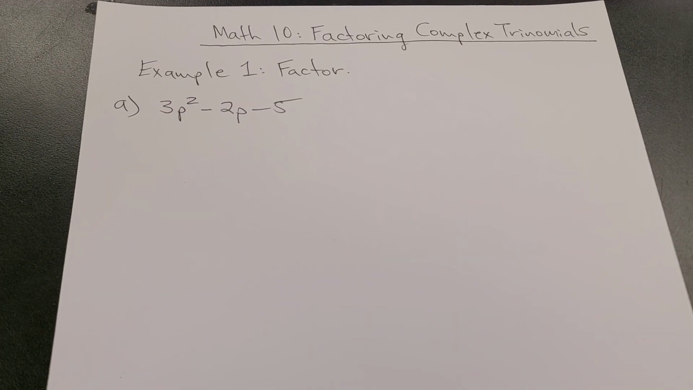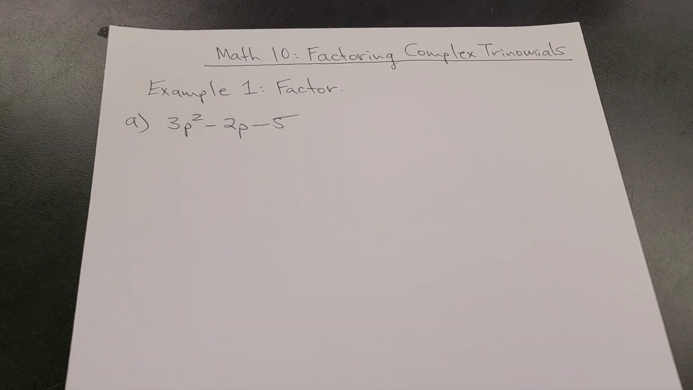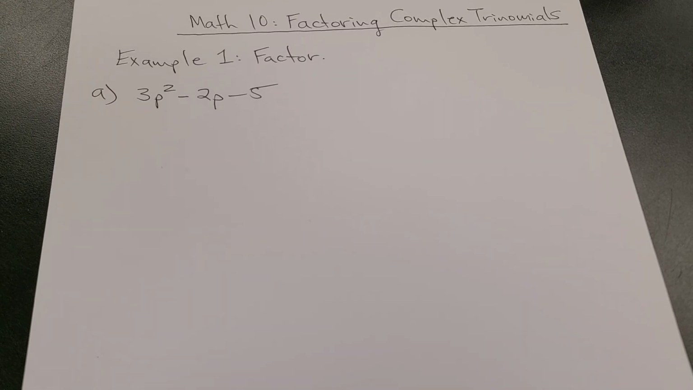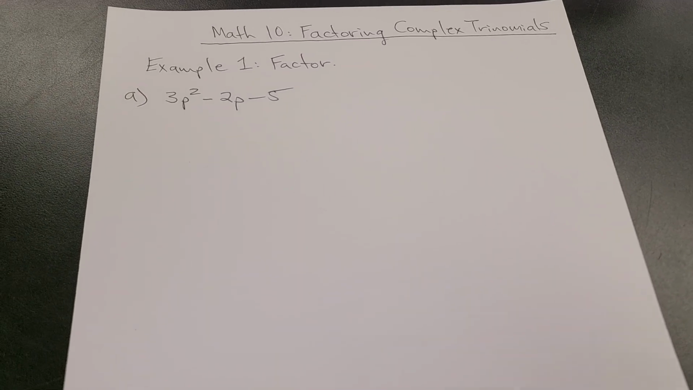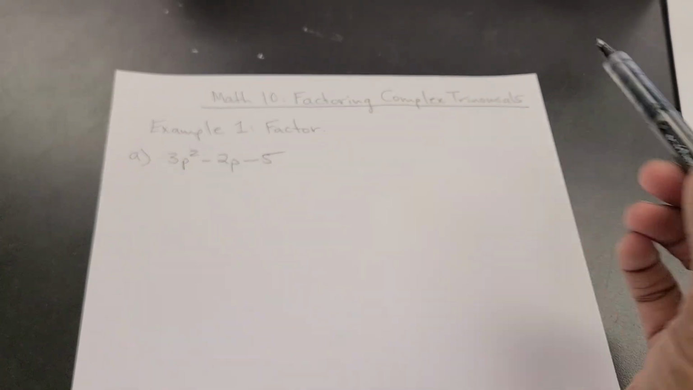All right, so here we are. We're going to try a couple of examples. The first example says factor the complex trinomial 3p squared minus 2p minus 5. How do you first know that this is a complex trinomial? Because there's a number in front of the p squared.